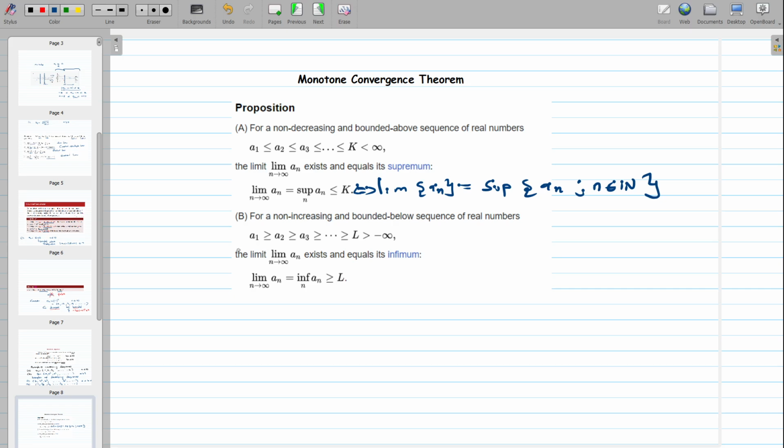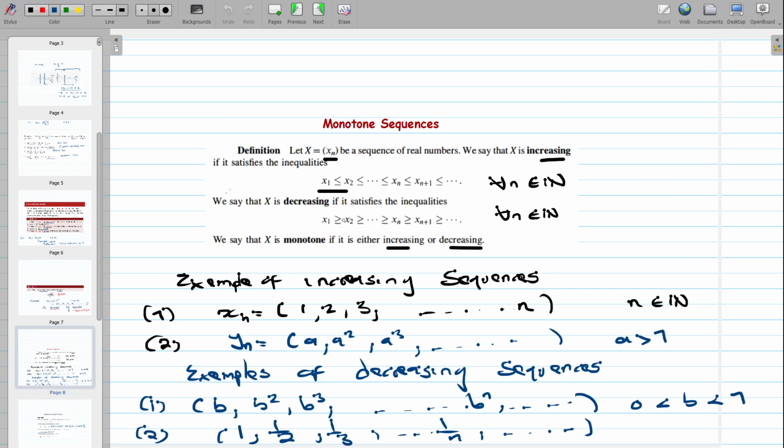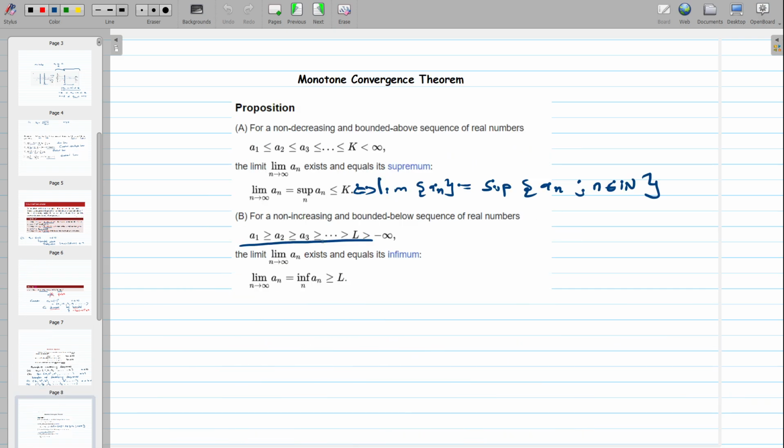And then we are in the second situation, right? Let's make reference to what we've written here. We are basically in this second situation: for a non-increasing and bounded below sequence of real numbers, this is what we basically have.